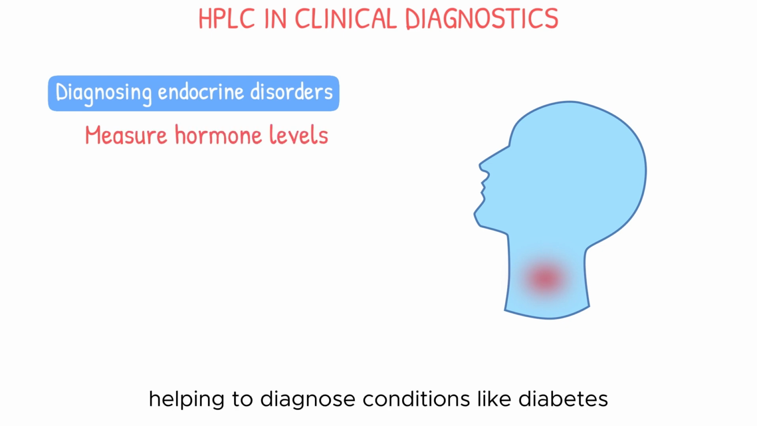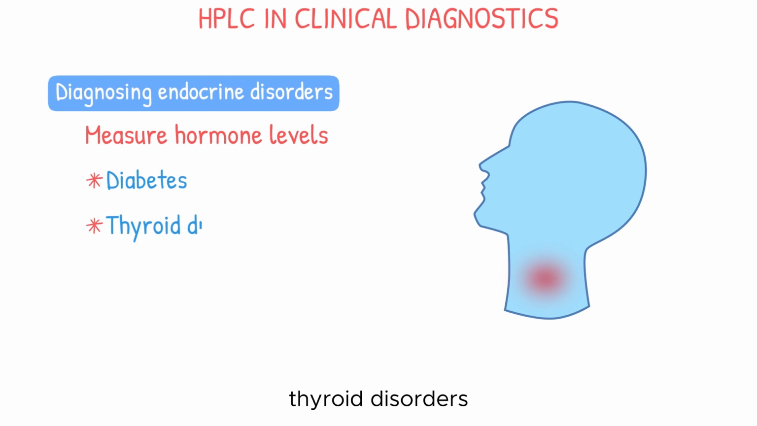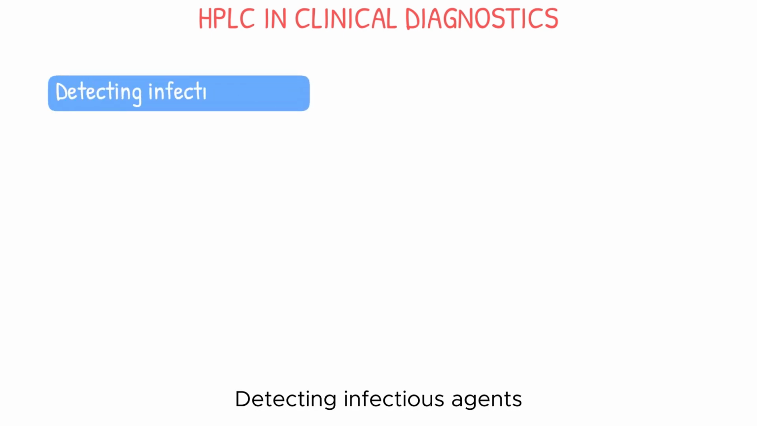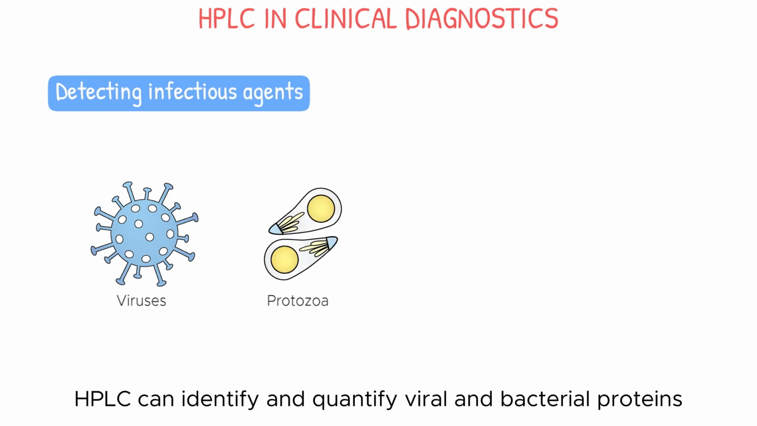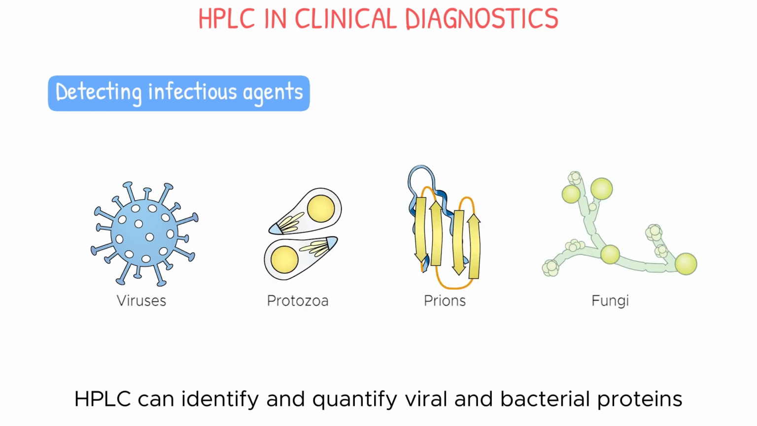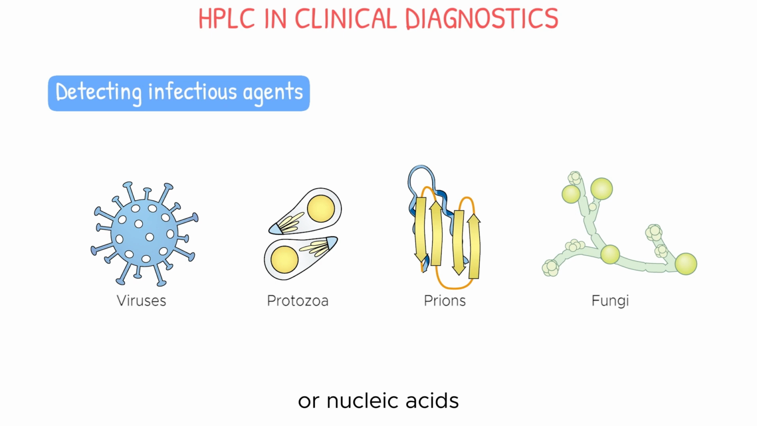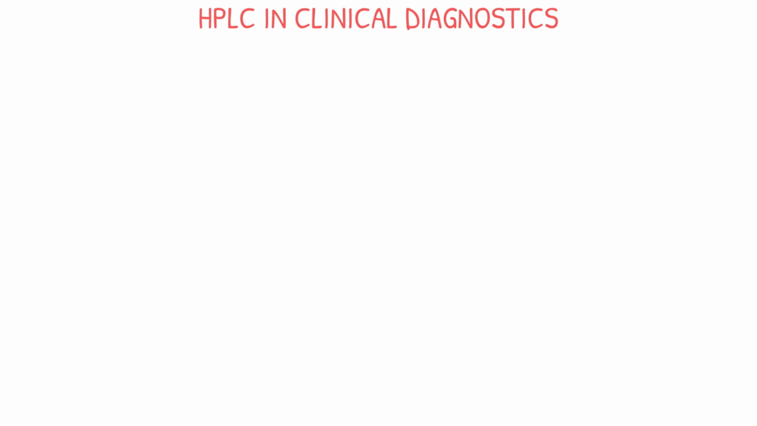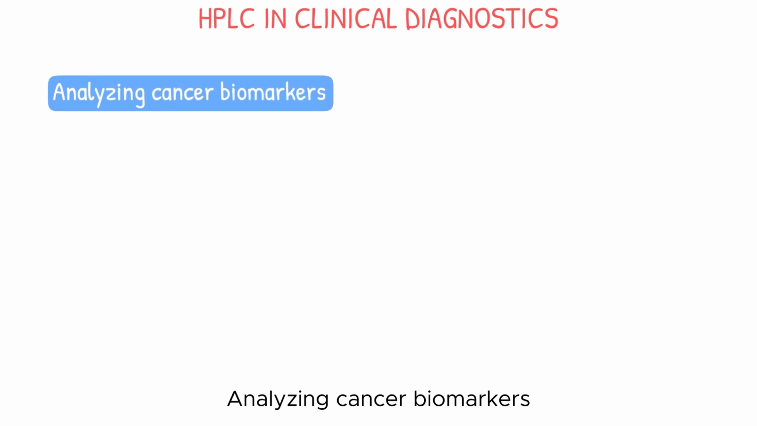There are a lot of applications, which include diagnosing endocrine disorders, as HPLC can measure hormone levels, helping to diagnose conditions like diabetes, thyroid disorders, and adrenal insufficiencies. Detecting infectious agents, as HPLC can identify and quantify viral and bacterial proteins or nucleic acids, aiding in the diagnosis of various infections.